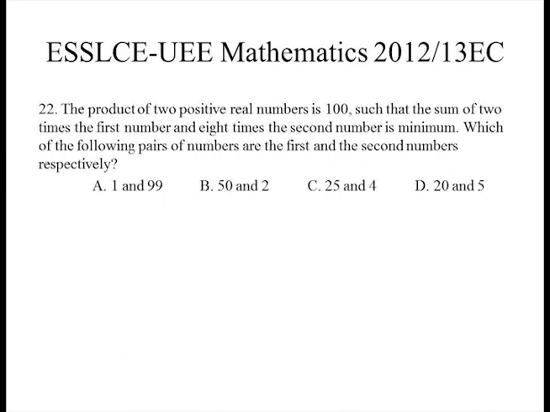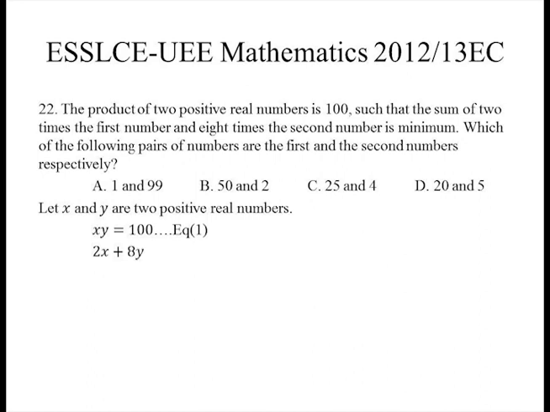Question number 22. The product of two positive real numbers is 100, such that the sum of 2 times the first number and 8 times the second number is minimum. Which of the following pairs of numbers are the first and second numbers respectively? Let x and y be two positive real numbers. Then x times y is equal to 100, that's their product is equal to 100. 2 times the first number, that's 2x, plus 8 times the second number, that's 8y, is the minimum. Let's say it's f of x.